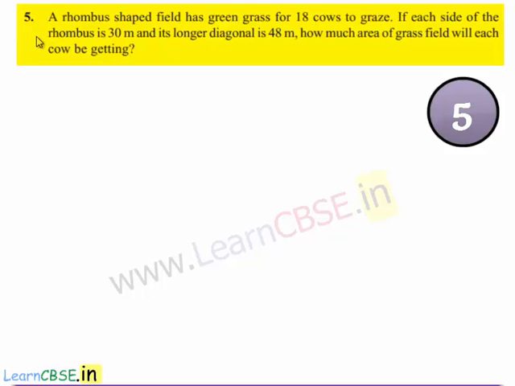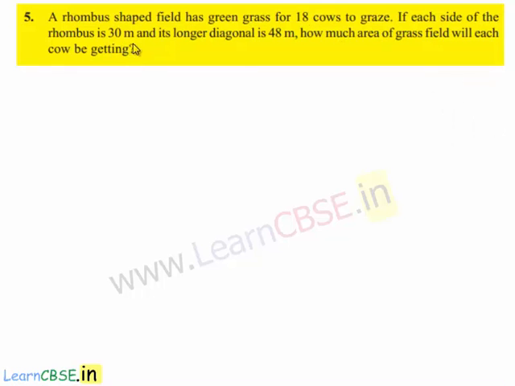Now let us move on to the fifth question. A rhombus shaped field has green grass for 18 cows to graze. If each side of the rhombus is 30 meters and its longer diagonal is 48 meters, how much area of grass field will each cow be getting? So let's move on to the solution.